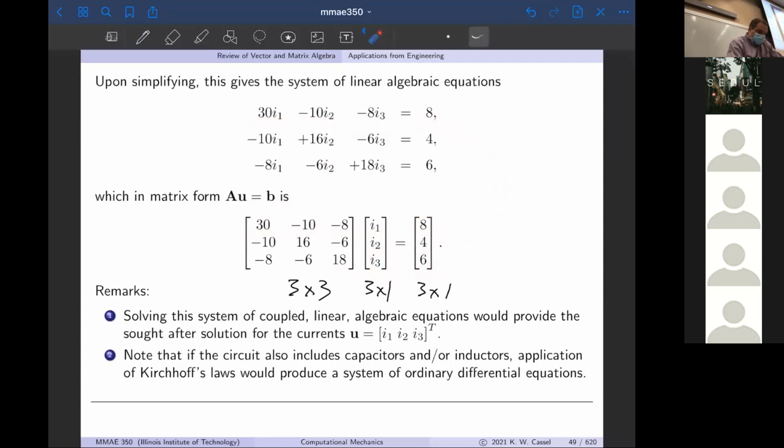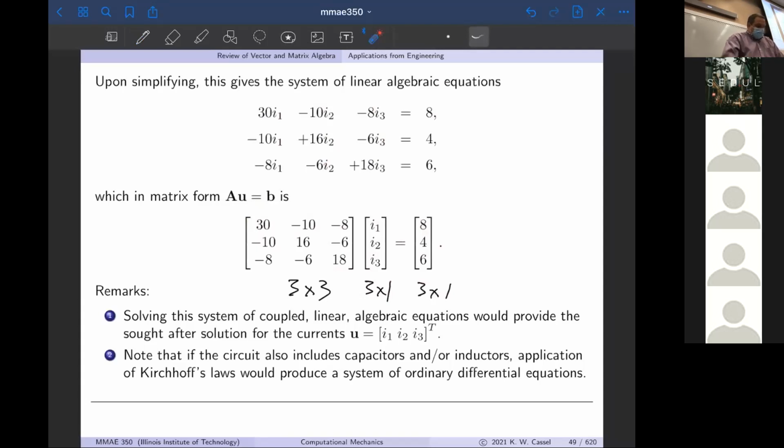All right, and you can obviously see this is the B: 8, 4, 6. So now this is our A, U is equal to B. A 3 by 3 system of equations for our 3 unknown currents. We solve it. We'll worry about how to solve it next time.